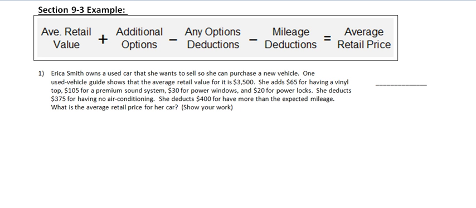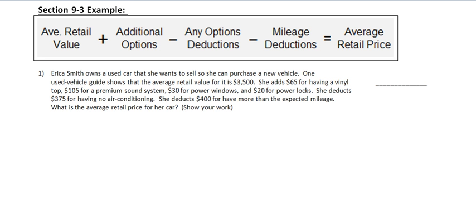In chapter 9 we're talking about vehicles and all of the different money that you're going to be spending or even making sometimes based on the vehicles that you're buying and selling. Today we're looking at used cars and how someone might be able to figure out how much their vehicle is worth if they plan on selling it.